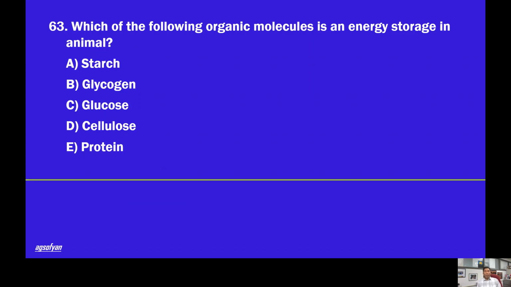63. Which of the following organic molecules is an energy storage in animals? A. Starch, B. Glycogen, C. Glucose, D. Cellulose, E. Proteins. Choose your answer. Yes, it's called glycogen. So glycogen is energy storage in animal cells. Glycogen is usually located in the liver. So the liver has much glycogen. Another organ that has a lot of glycogen is muscle.